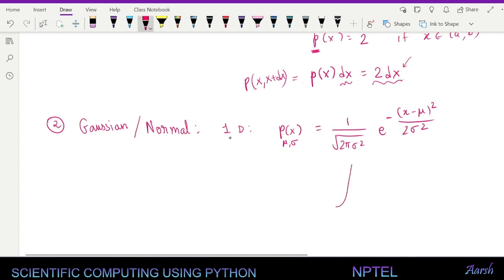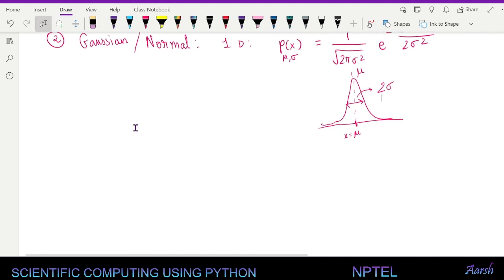And how does it look? It has a peak at mu. We have seen this multiple times during the course, right? So there is a peak at x equal to mu, and the characteristic spread that it has is of order sigma. This is like 2 sigma.